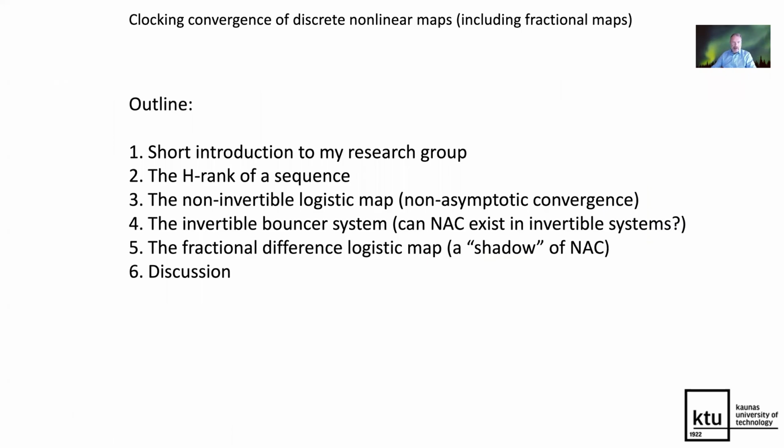This is the outline of my presentation. I will give a short introduction to my research group, and then I will introduce the H rank of a sequence and how we use this rank for defining the complexity of a transient process. Then I will continue with the non-invertible logistic map and explain the non-asymptotic convergence. Finally, I will switch to the invertible bouncer system and explain how and why non-asymptotic convergence can exist in this completely invertible system.